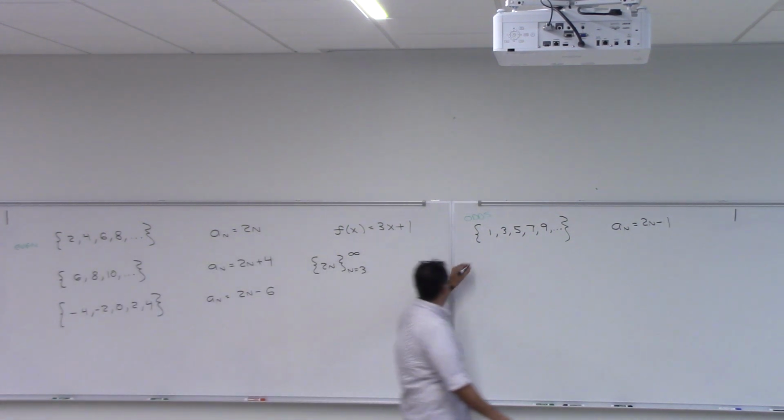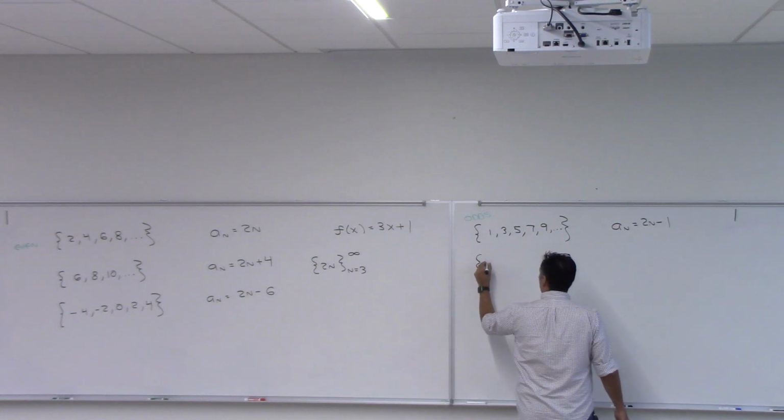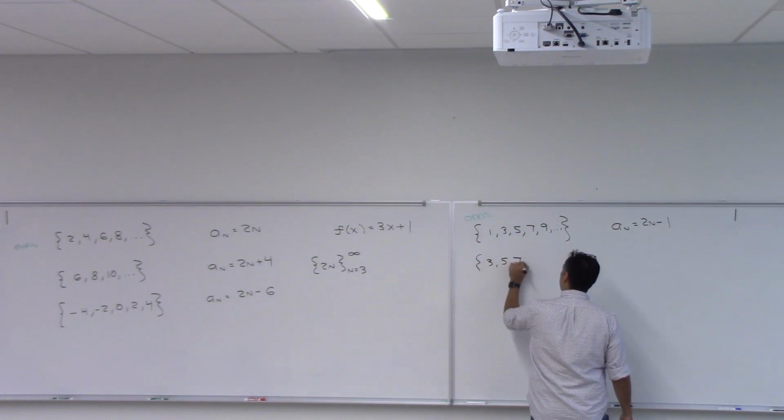What would this be? I said one more, I lied. What would this be? 3, 5, 7, 9.